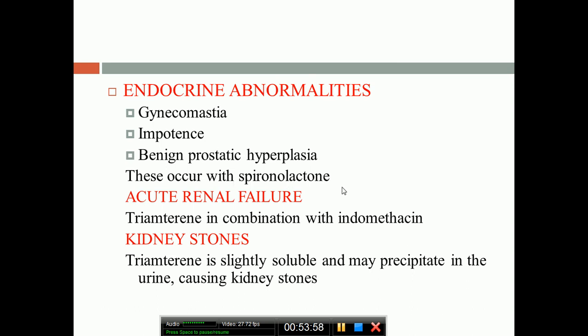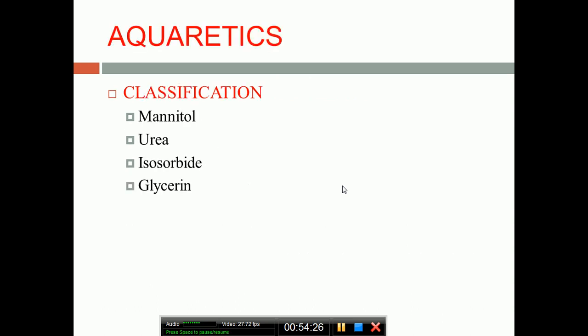Acute renal failure: in the medical literature, if triamterene is combined with indomethacin, this can cause acute renal failure, or the kidneys may not function. Kidney stones can also occur because triamterene is only slightly soluble and may precipitate in the urine, causing kidney stones. So the drug is soluble in water.